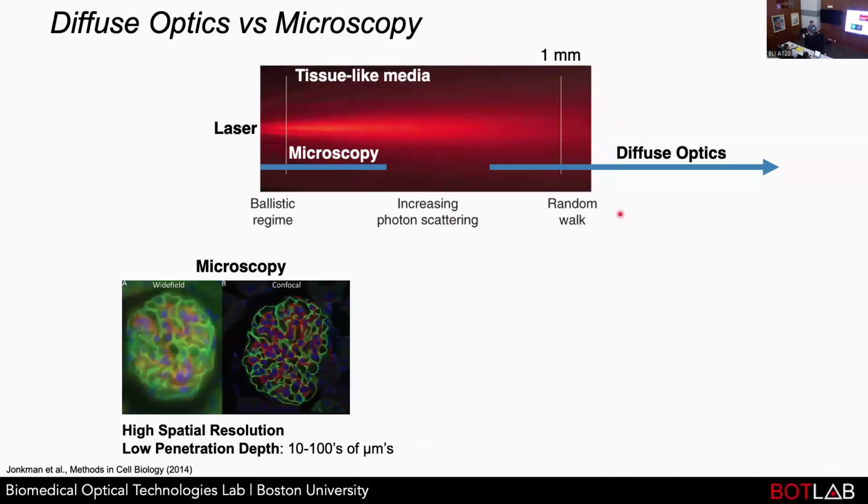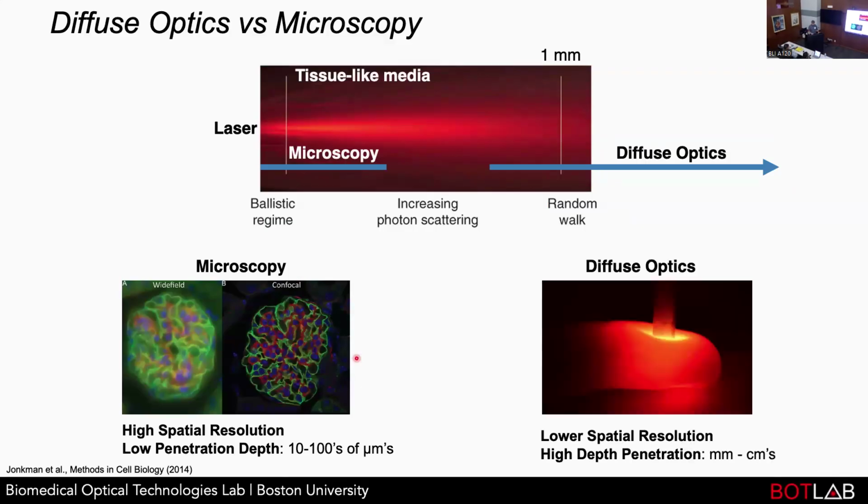So here's an example of confocal microscopy with or without the pinhole that rejects the multiply scattered light. That gives us very high resolution but shallow imaging depth images. In diffuse optics, we can get light all the way through tissues and organs, millimeters to centimeters deep, but lower spatial resolution typically.